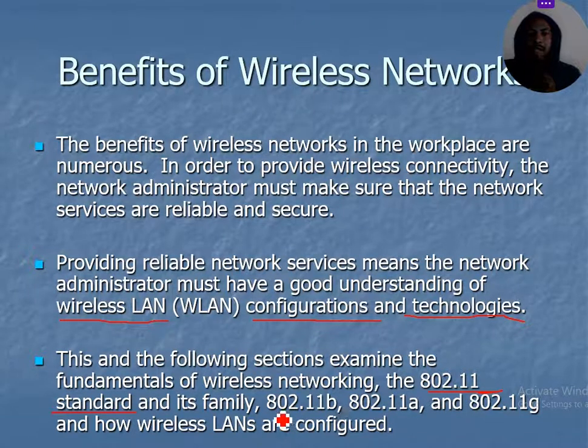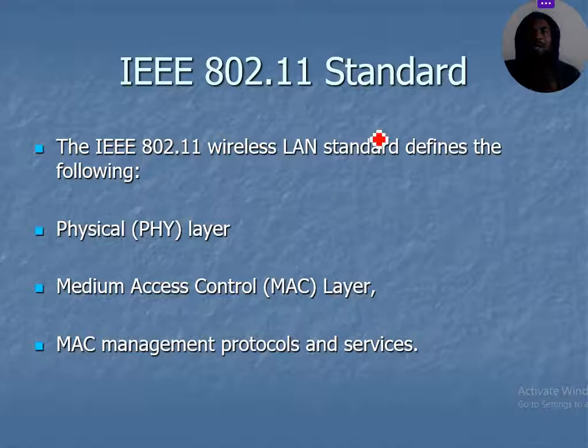The family members include 802.11b, 802.11a, 802.11g, 802.11r, 802.11i, 802.11n, and 802.11ac. All these are members of the family, as it were. Now quickly, let's take a look at the IEEE 802.11 standard. This standard is defined across 3 layers in our network system.